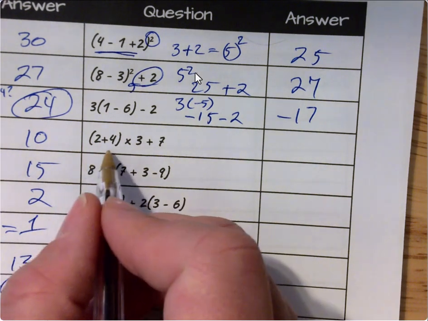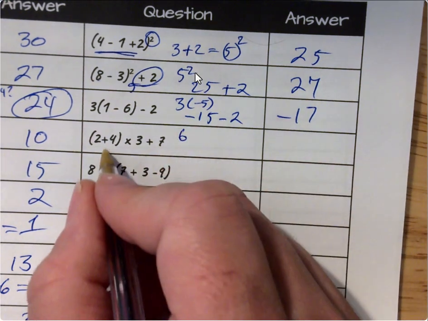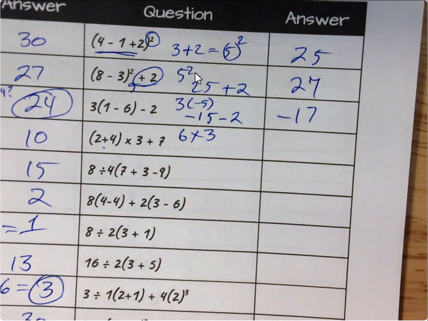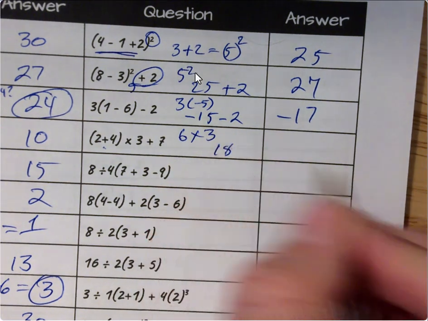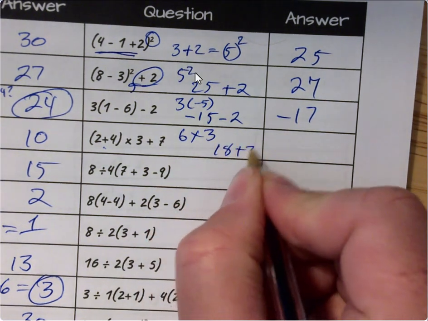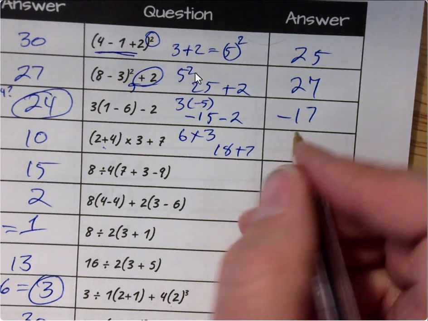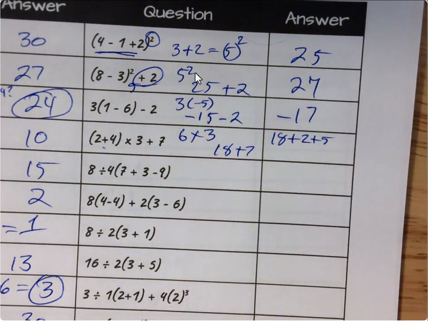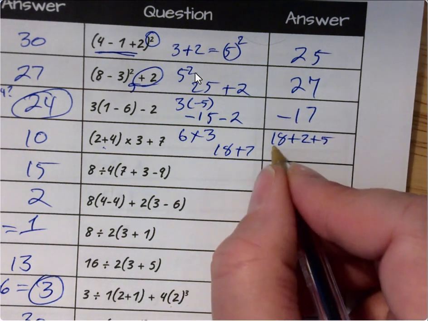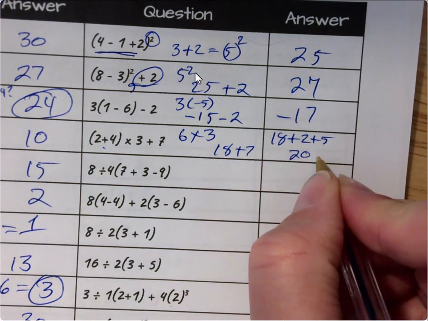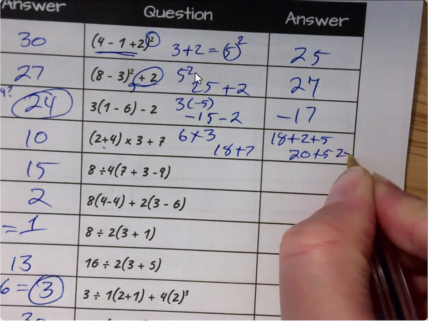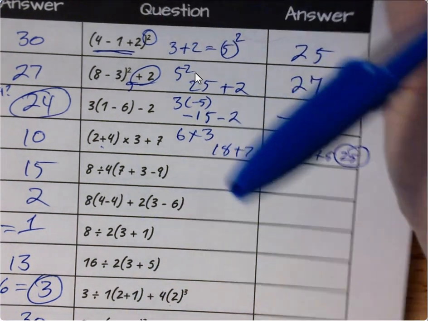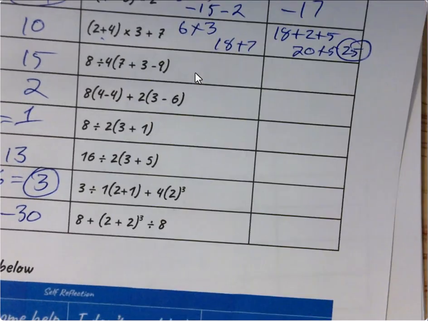Now we've got 2 plus 4, which is 6. And we did that first because it's in the parentheses. Times 3. Well, 6 times 3 is 18. And then 18 plus 7. Somebody said, oh, I have a hard time doing that. Well, let's just do 18 plus 2 plus 5. We'll break that 7 down into 2 and 5. Well, 18 plus 2 is 20. 20 plus 5 is 25. So we got 25 there. A little lesson on how to break down numbers. Make them easy.